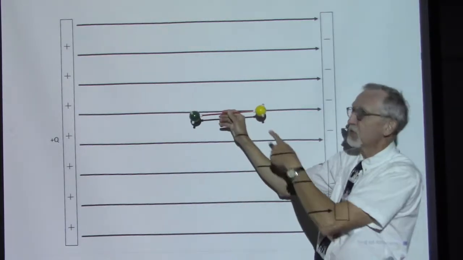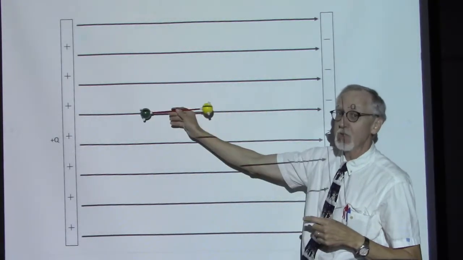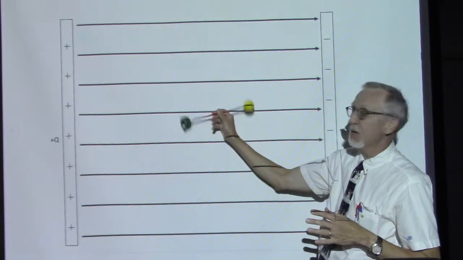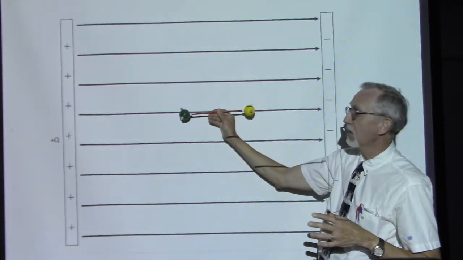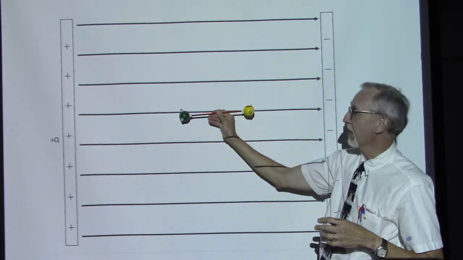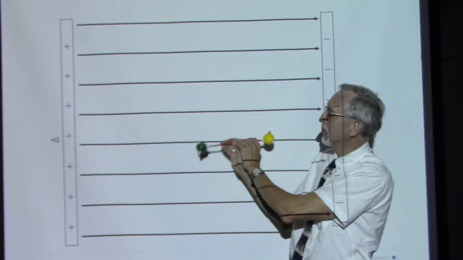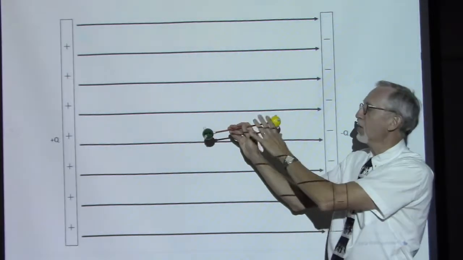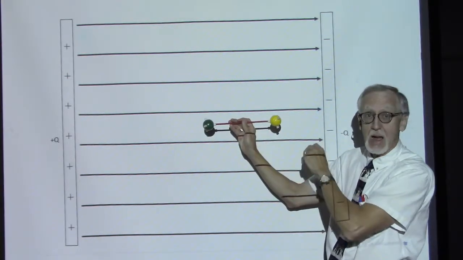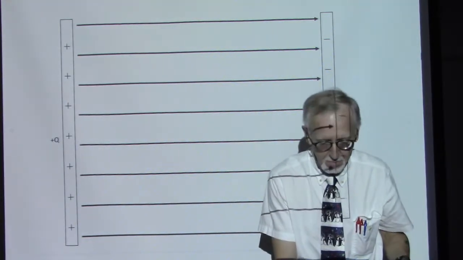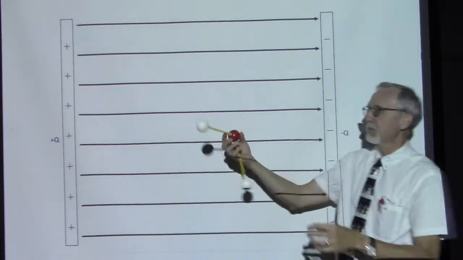Now, if the forces were different, we might end up with some net motion. But if the forces are the same, the only result will be to align the molecule with the electric field. So that's what would happen if we had a dipole molecule, a molecule with what we would say is a dipole moment. It would align itself. Now, let's imagine we have maybe a little more complicated molecule, something like this.